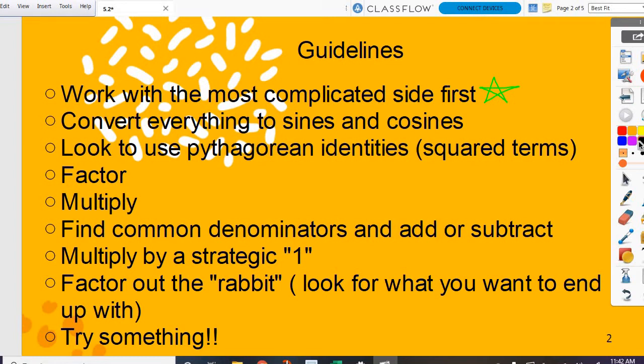Other than that, it's going to depend upon the type of problem. Sometimes we're going to convert everything to sines and cosines. Sometimes, especially when we have squared things, we might use our Pythagorean identities. We can also do basic operations, like factoring, multiplying, adding or subtracting. Sometimes we'll have to multiply by a strategic one. Sometimes we'll have to factor out the rabbit, which we'll look at in our next set of notes. And then the last thing is just, let's try something.